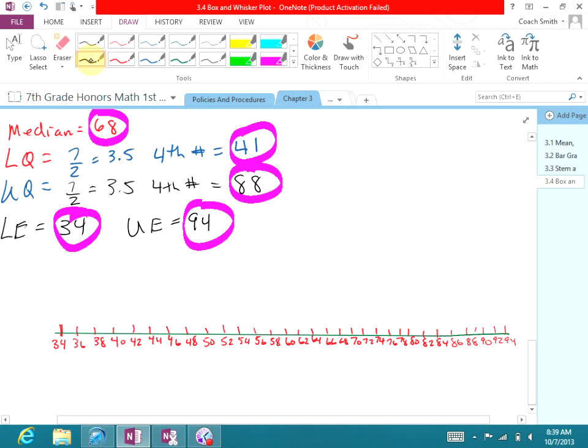We'll start with the median. The median was 68. So I'm going to come down here below it, okay, where 68 is, and I'm going to put a dot. You don't have to draw the arrow, okay? I'm just doing that to show you that's where 68 is. Okay? Now, the next thing I'm going to do is do the lower quartile, which was 41, which is right there. Okay, it's a pretty big gap already. Then the next one is 88.